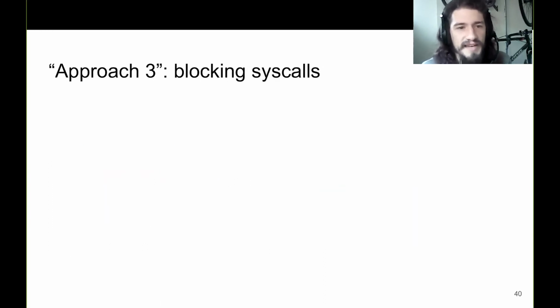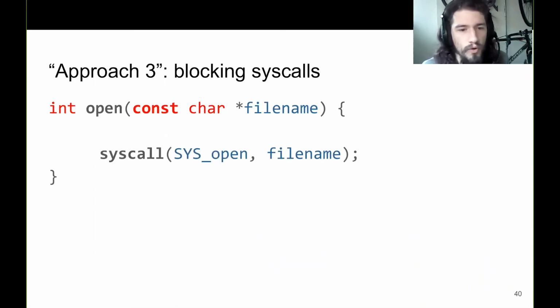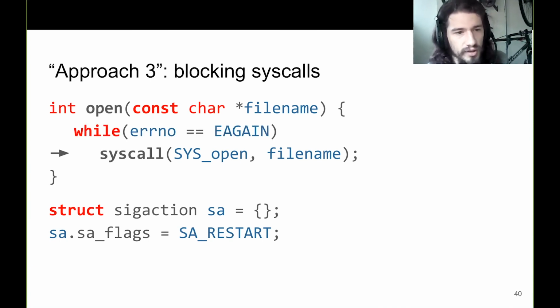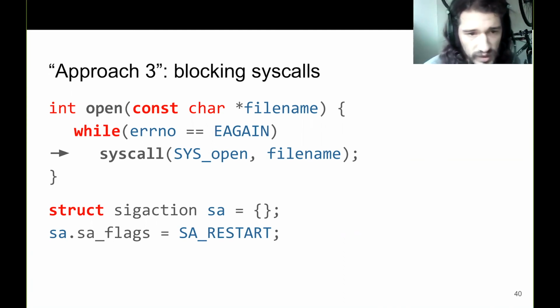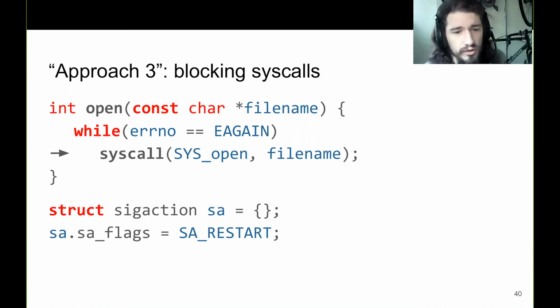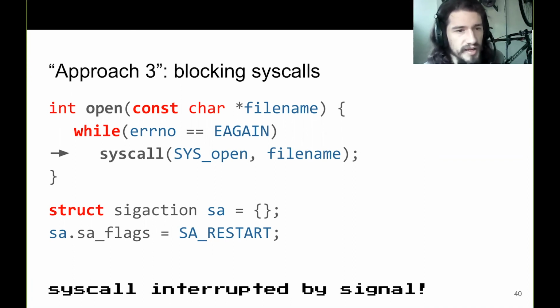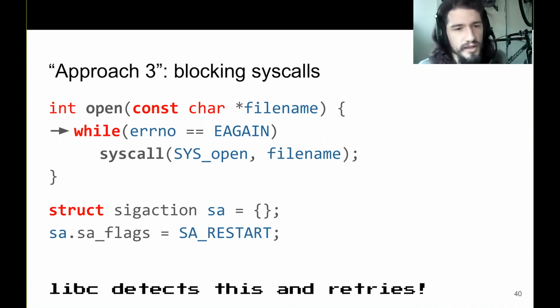Now, you may have noticed I didn't say anything about blocking system calls, and that's because we don't introduce any new support for those. Instead, we use a libc feature called SA_RESTART when we create the signal handler. And that makes libc run syscalls in a loop. So when this syscall transfers control to the kernel and then later gets interrupted by a signal, libc will detect it and retry.